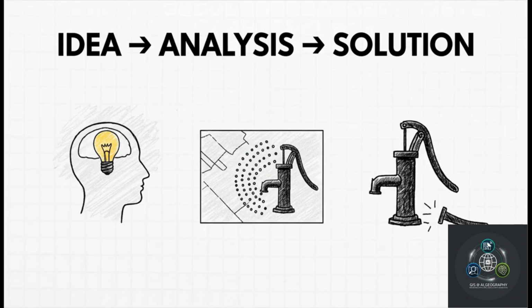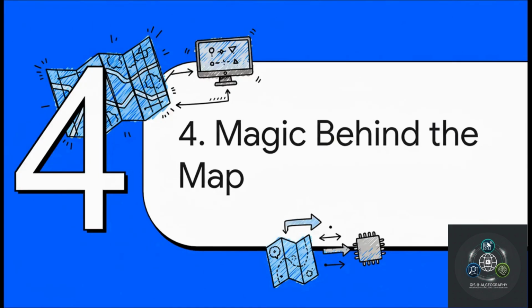I mean, think about that. Dr. Snow didn't have a computer, no fancy software. He just had a paper map, some data, and this revolutionary idea that if you map information geographically, you can see things you'd never see otherwise. You can literally save lives. And that whole process, having a question, analyzing the spatial data, and finding a solution, that is the beating heart of GIS.